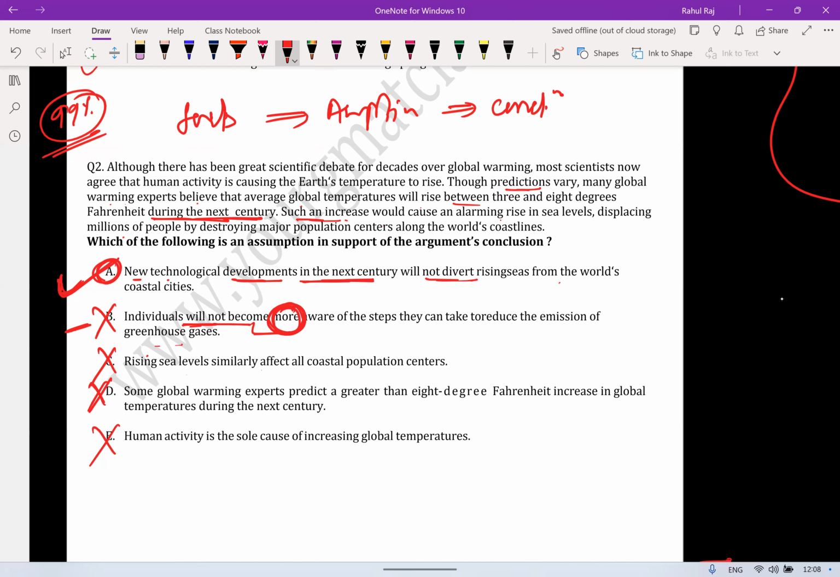Yeah, Rahul, I am a little bit... I'm thinking that if they will take steps to reduce the emissions, so emissions is linked to global temperatures. No, but how many people will? I think the individual will become more aware.